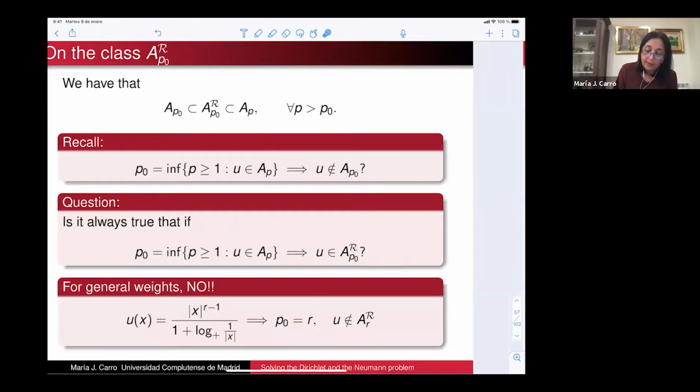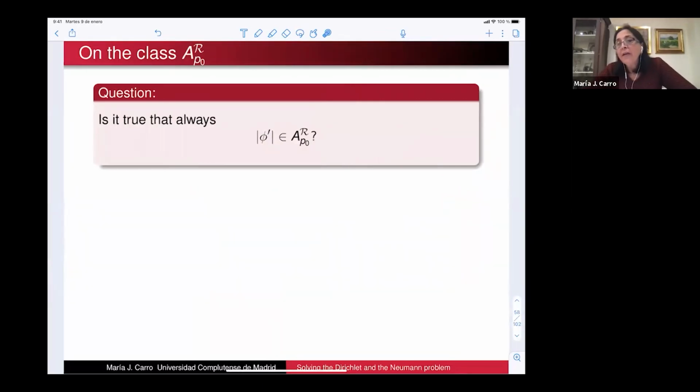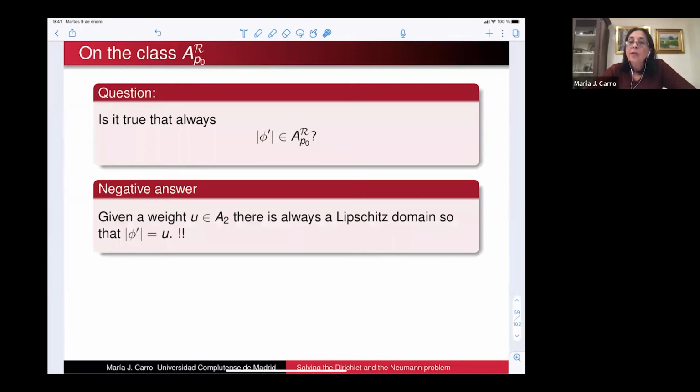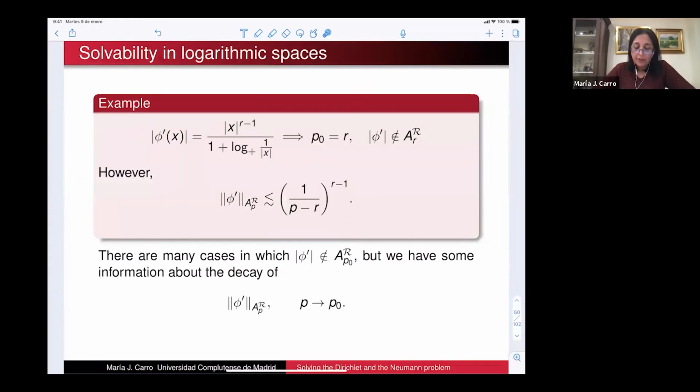this is for general weights, but the point is that initially our weights were not general, right? Because they are the Jacobian of the conformal map. So we said, okay, maybe if it is the Jacobian of a conformal map, we have a positive answer. But the answer is also again negative, because Carlos Kenig proved that there is a bijection. Given any weight in A2, there is always a Lipschitz domain so that u is precisely the Jacobian of the conformal mapping. Okay, so the point is that no, it is not true that the Dirichlet problem is always solvable in L^p,1. It is for some cases, as the one that I have showed you before, but it is not always true.